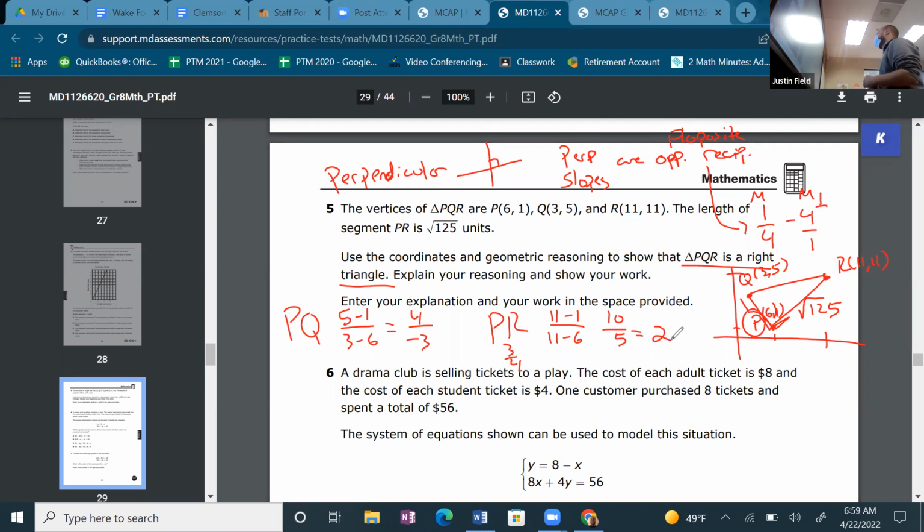I'm not too happy. So maybe we've got to pause the video and rework it and see if Q is the right angle. We'll be right back.